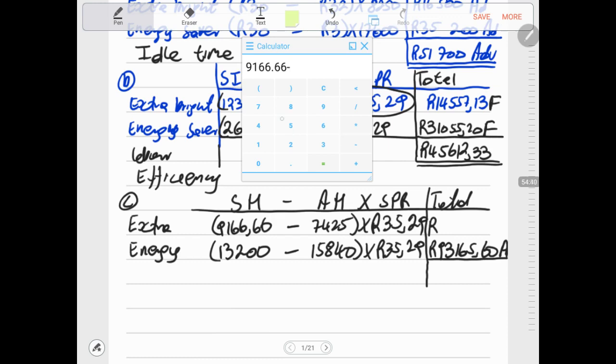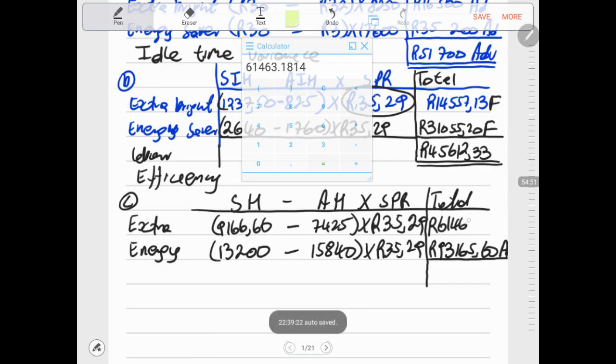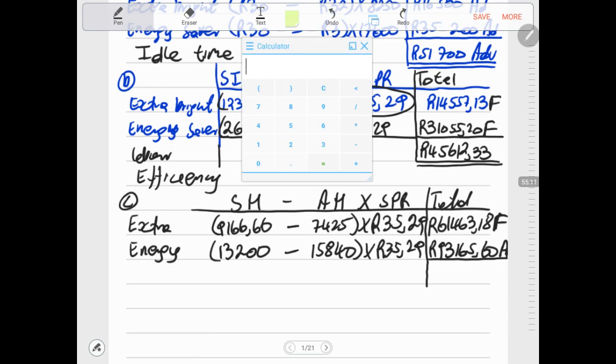9,166.66 minus 7,425, and we multiply this by 35.29, and that will give us a total of 61,463.18. Now this variance will be favorable because employees were supposed to have spent 9,000 effective time or efficient time, and they spent less than that being efficient. So that will be good for the company.